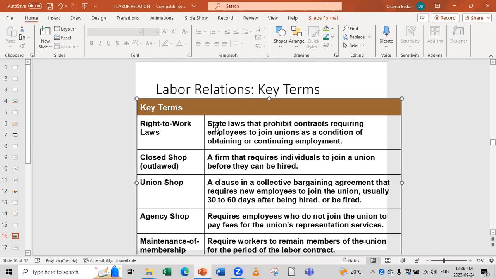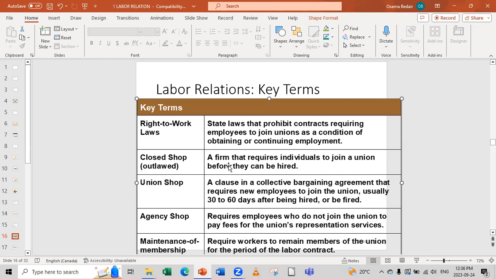Right to work laws are state laws that prohibit contracts requiring employees to join a union as a condition of obtaining or continuing employment. So some companies will say, if you want to work for me, first you have to join a union. And that is against the law. This is against the law. The right to work laws prohibit contracts in which a company forces people to join a union before they are hired.